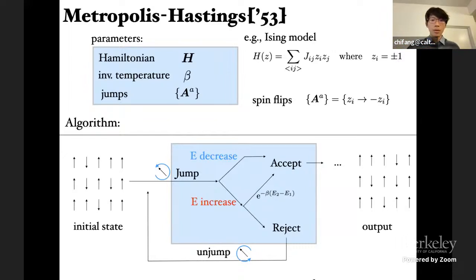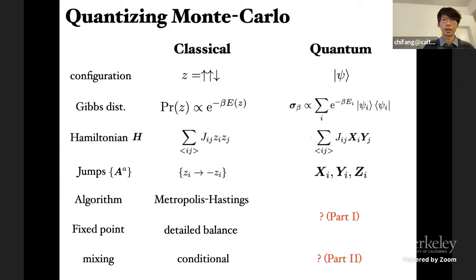Okay. So now this is a Markov chain, and this is a well-defined algorithm. You can just wait for this algorithm to converge. You might not always know how fast it converges, but you can always try. And if it actually converges, this will be the Gibbs state, so your output is going to be a sample from the Gibbs state. All right, so that's classical Monte Carlo.